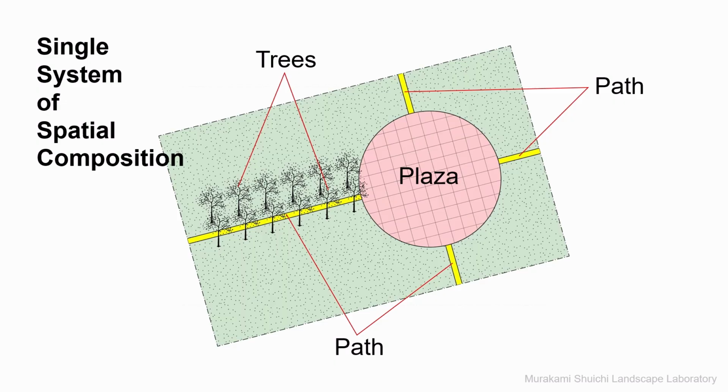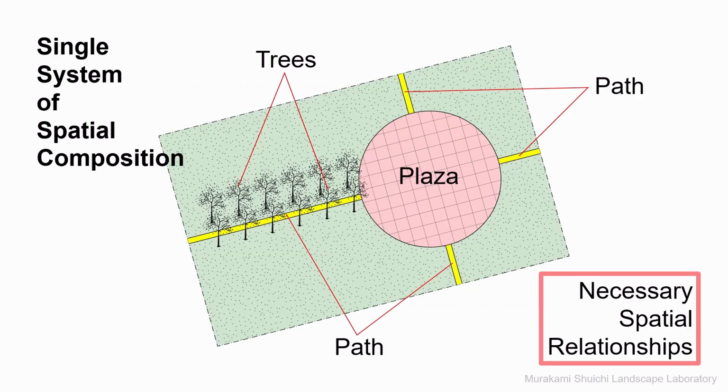The plaza, passes, and trees are not positioned independently. The space is formed through necessary spatial relationships among them. In other words, the plaza, passes, and trees all belong to a single system of spatial composition.